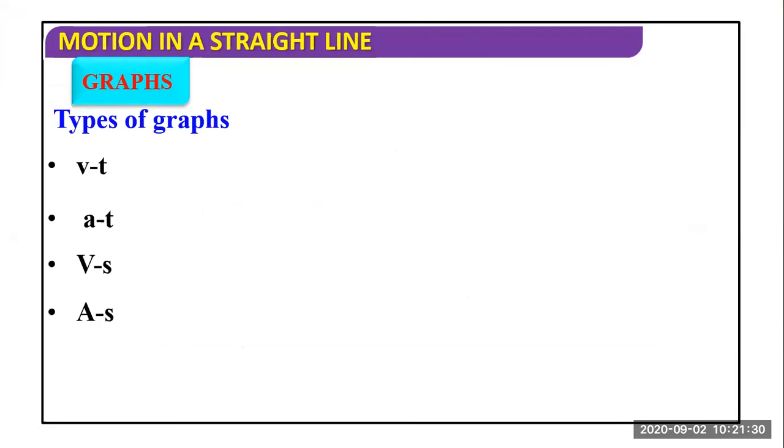Apart from this, we also do the position time graph. This is the main one, the first graph we will learn, the position time graph. Then I have written VT graph. The VT graph can have two different meanings. One, we represent VT graph for velocity time, and we also write VT graph for speed time. So both graphs can be drawn.